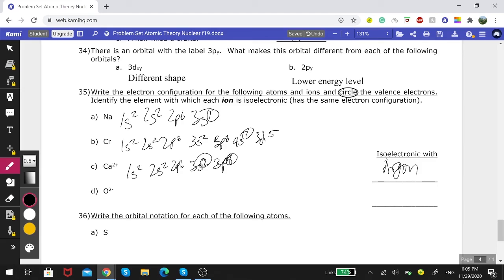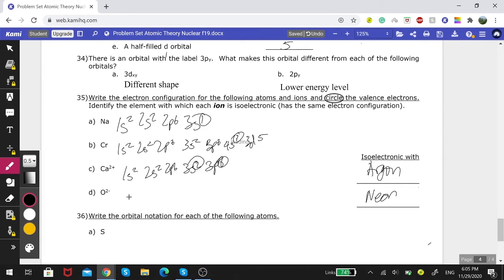O is oxygen, number 8, 2-, which means there are 2 additional electrons, which means you have the same electron configuration as neon: 1s2, 2s2, 2p6, and 6 plus 2 gives 8 valence electrons.